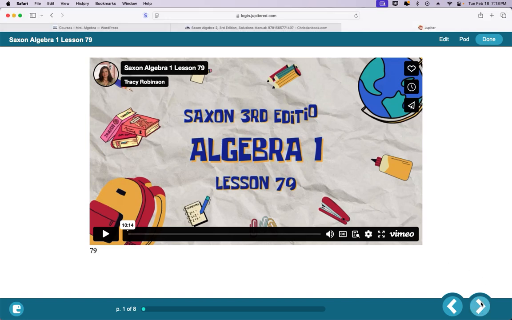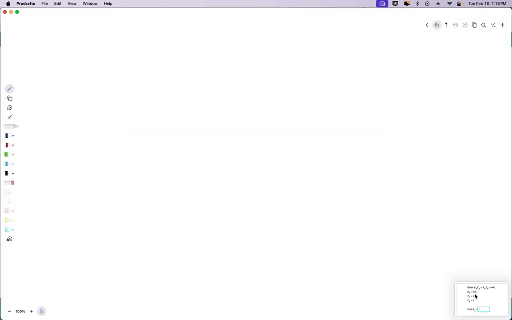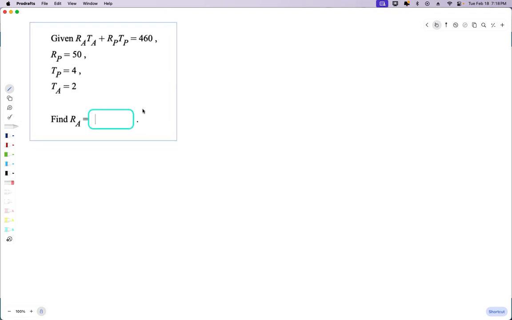So let's start with the first problem. I'm going to just copy this over into my drawing program so that I can actually do some writing so we can see what's going on. Okay, let me get my pen. Okay, so in this problem, it says given RATA plus RPTP is 460. So that is our main problem. That's what the given is.